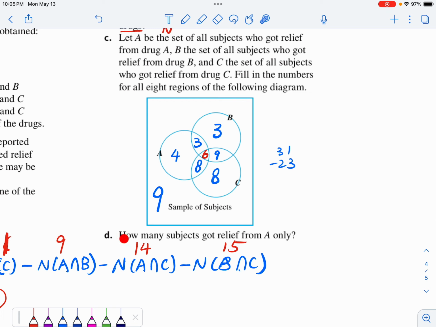Now I think we figured out all the details for each little area. I think we're ready to answer part D. How many subjects got relief from A only? Just A only, nothing else. I feel like this is it, right? This is 4. So that's how I would do this problem.